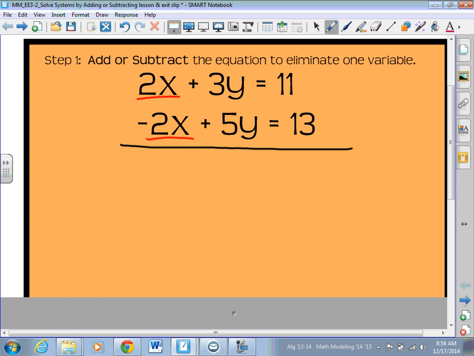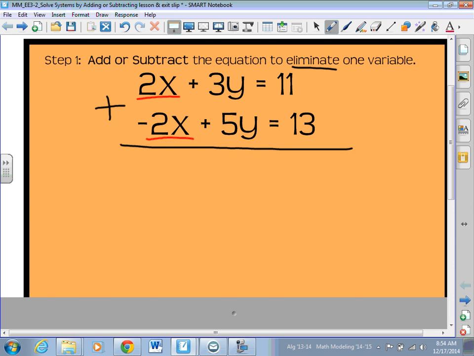If I look at my y's, I have 3y and 5y. Well, if I subtract them, I'd get a negative 2, and if I added them, I'd get an 8. So that would not eliminate, meaning cancel out, one of my variables. But if I look at my x's, I have a 2 and a negative 2. Well, if I add those two together, they end up giving me 0. So I want to add my two equations together.